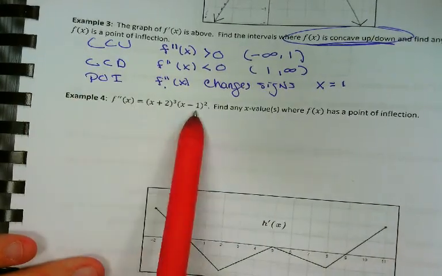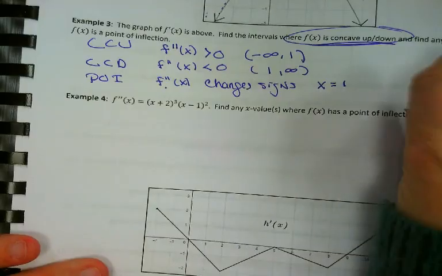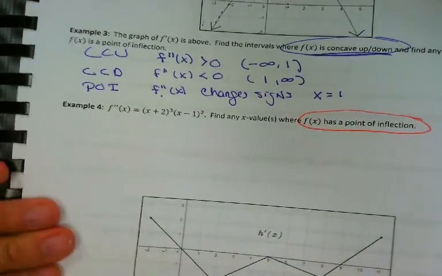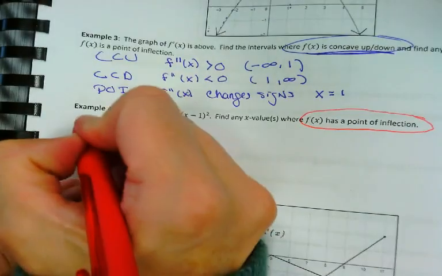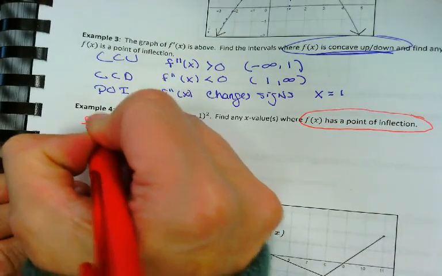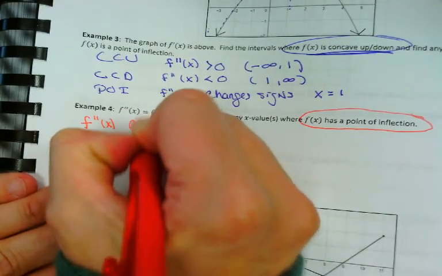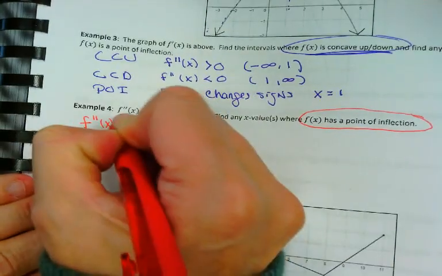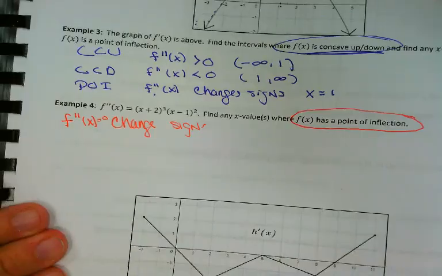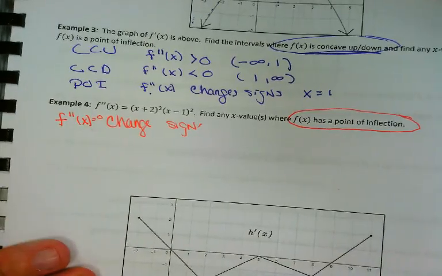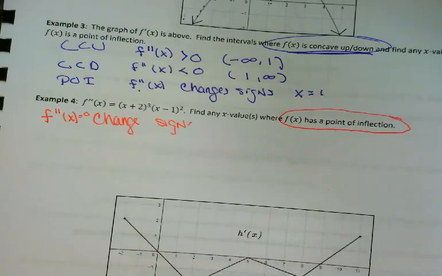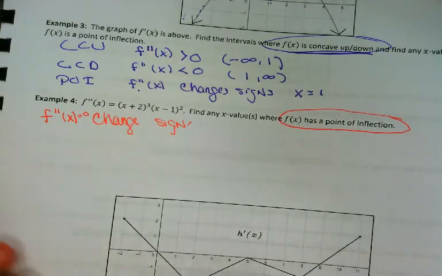F double prime equals this. Find any values where there is a point of inflection. So kind of highlight the calculus word for yourself, point of inflection. And now your brain's got to say, who are we looking at? F double prime has to change signs. I am going to say F double prime equals 0 and changes signs. Now, who did they already give you? They're trying to be helpful. They gave you F double prime, so go find your critical points.